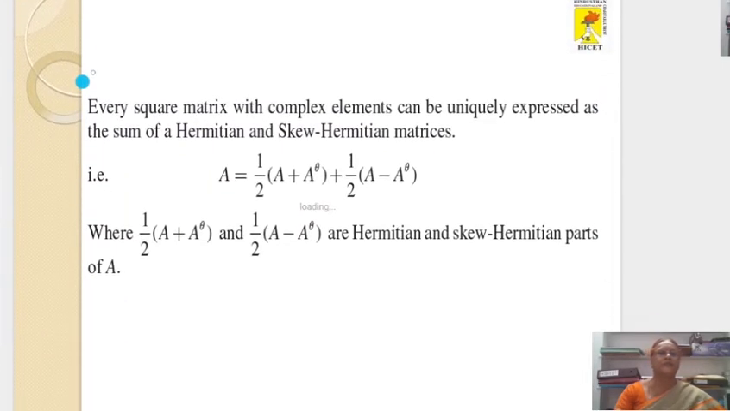All the problems generally depend upon some properties of complex matrices, and usually the problems will depend upon the properties of the given topics. Here our property is: every square matrix with complex elements can be uniquely expressed as the sum of Hermitian and skew Hermitian matrices. That is, A equals half of (A plus A power theta) plus half of (A minus A power theta), where half of (A plus A power theta) and half of (A minus A power theta) are the Hermitian and skew Hermitian matrices of A.